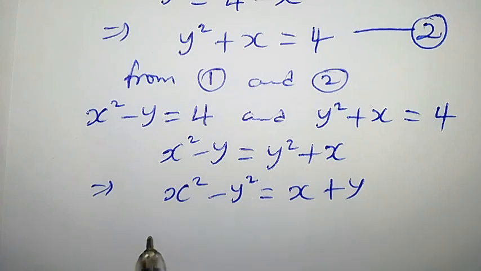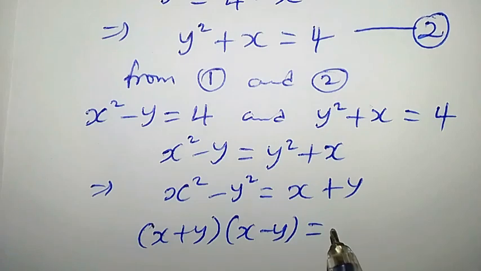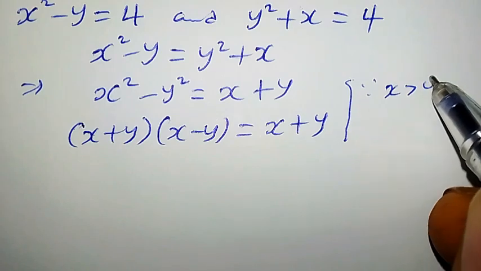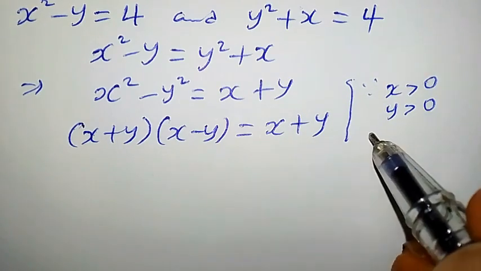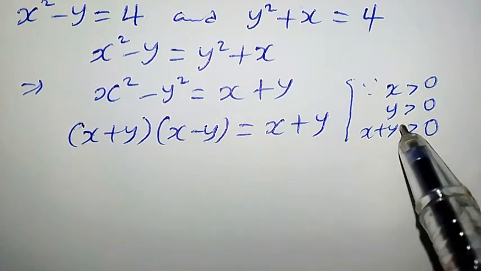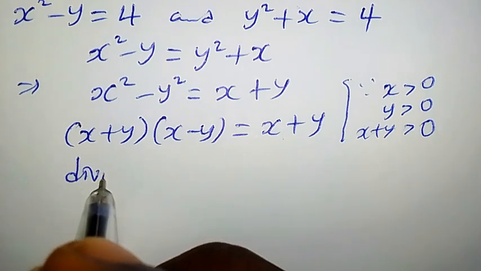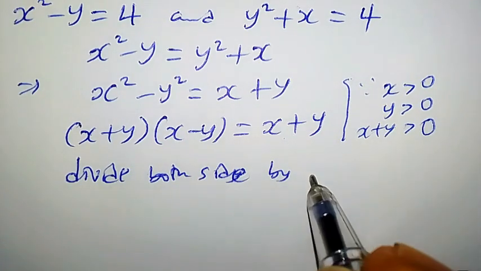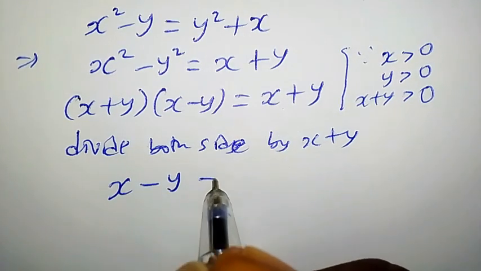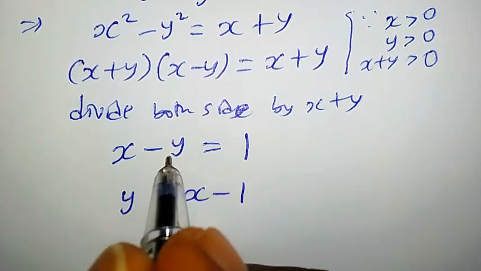x squared minus y squared could be written as x plus y times x minus y, equal to x plus y. Let's proceed further. Since x is greater than 0, y is also greater than 0, this means that x plus y must be greater than 0. Because of this condition, we can divide both sides by x plus y. So doing that, we are going to have x minus y equal to 1. y is equal to x minus 1. When we rearrange these guys, we have this.